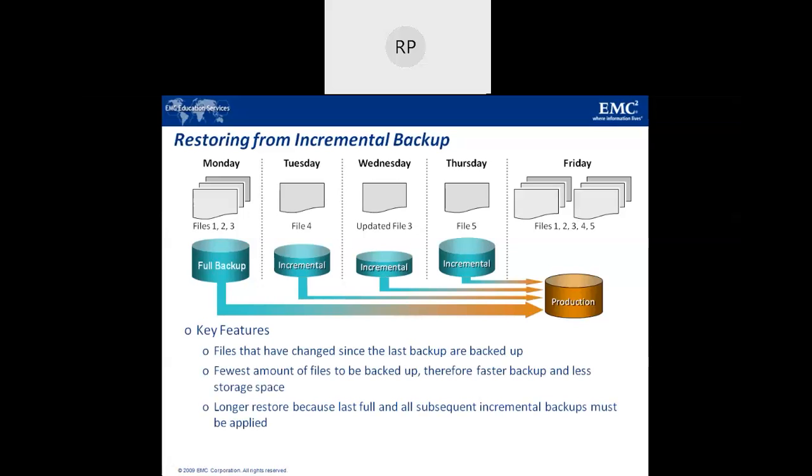Now the key features of incremental backups are: files that have changed since the last backup are the only ones backed up. Not all the files, only the files which are changed. Hence we are going to have fewer files to be backed up. Therefore backup is faster and less storage space is required. And restore is longer because the last full and all subsequent incremental backups must be applied. Means the restore operation is going to take more time because you need to take out the last full backup and all the incremental backups to generate the production data. This is how the incremental backup works.